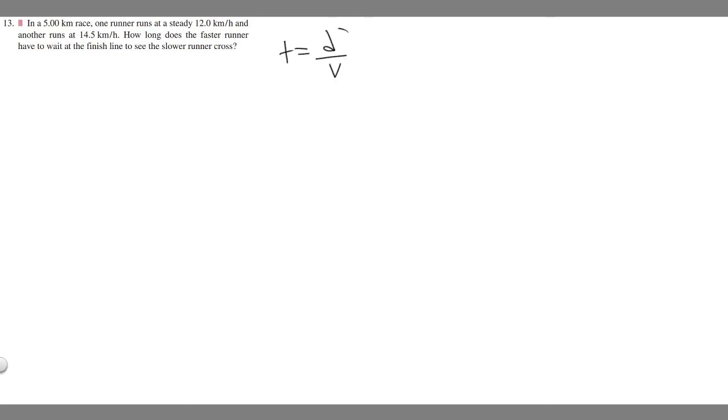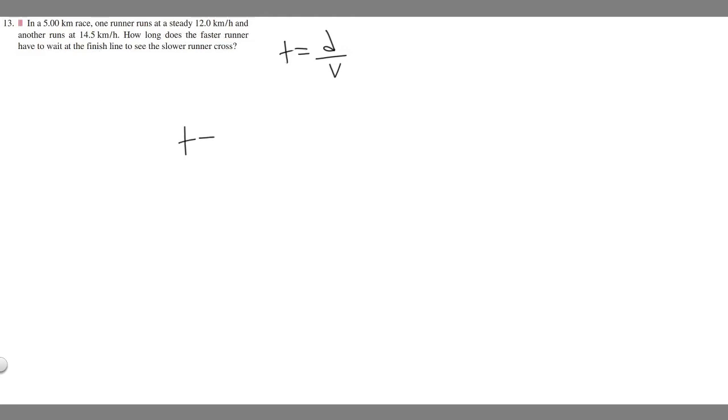So notice how we're given a distance, right? The race is going to be 5 kilometers. And we're given two different velocities, this one and this one. So two different runners, and we're trying to find how long they have to wait. So essentially what we should do is calculate the time it's going to take them to finish the race, and then we can subtract those times and we're going to find how long they have to wait.